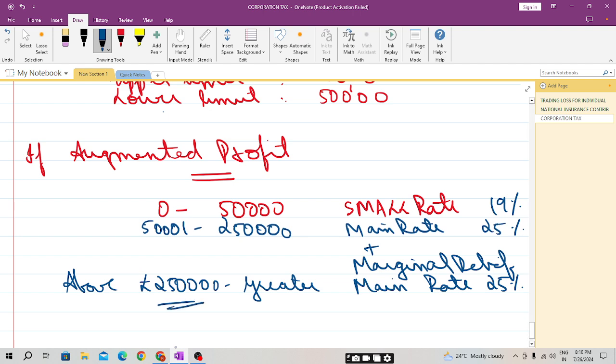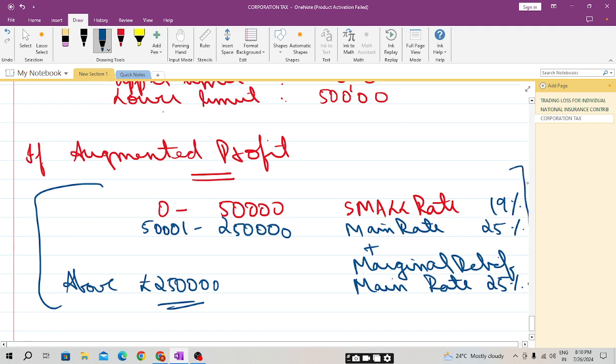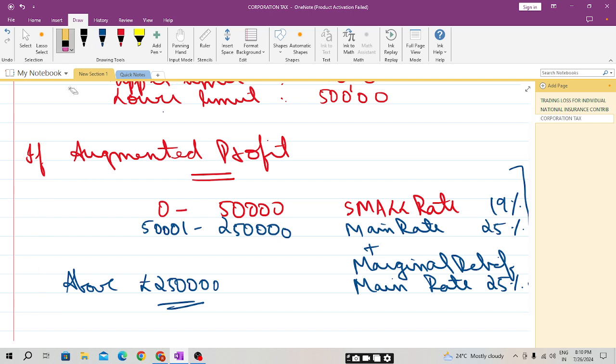Above 250,000 pounds. So, students, please do understand here, as we have already seen in an individual calculation, that the tax band of 0 to 37,700 works like a ruler, like a band. But in the case of a company, students, this will not work as a band. If the total augmented profit lies in any one of them, the single rate will be applicable.